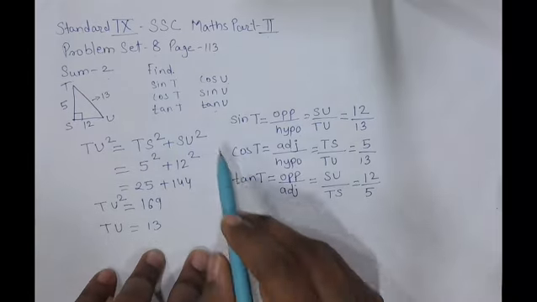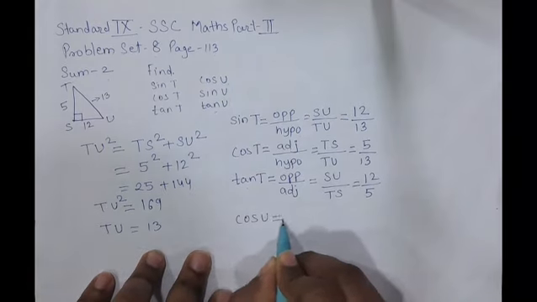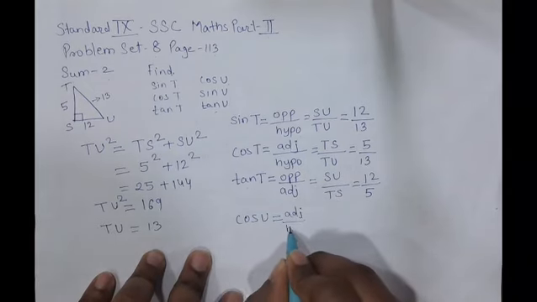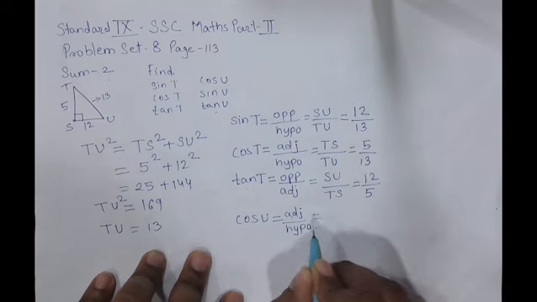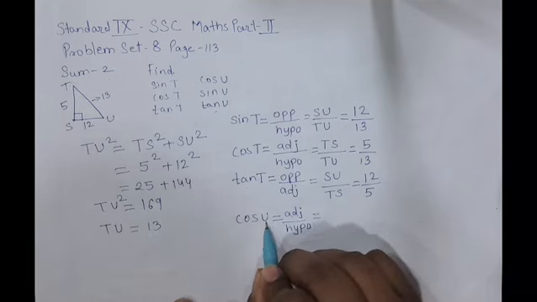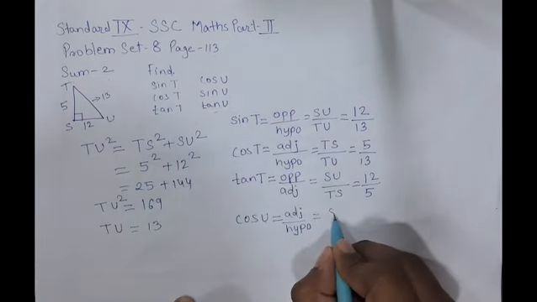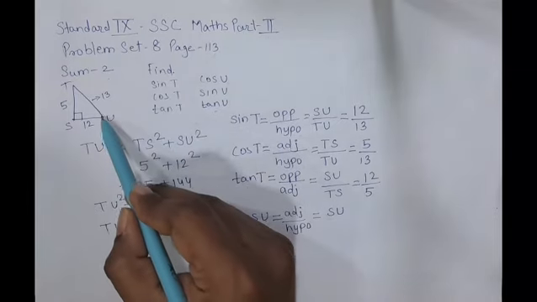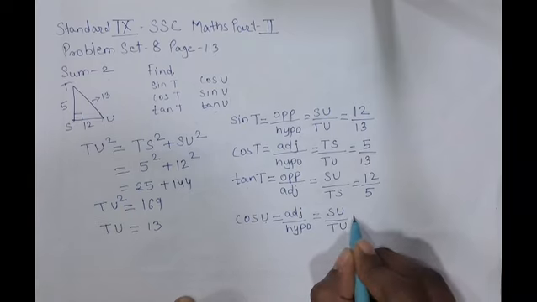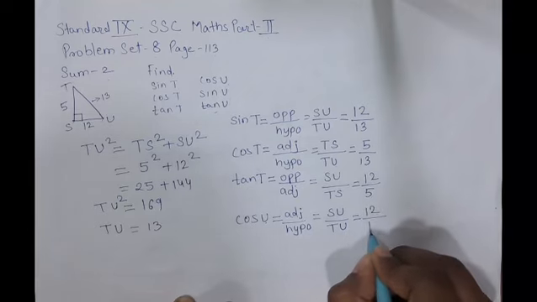Now we are going to find these values for u. First, cos u, which by definition is adjacent upon hypotenuse. With respect to u, the adjacent side is SU and the hypotenuse is the same, that is PU. So SU is 12 and PU is 13, so cos u is 12 upon 13.